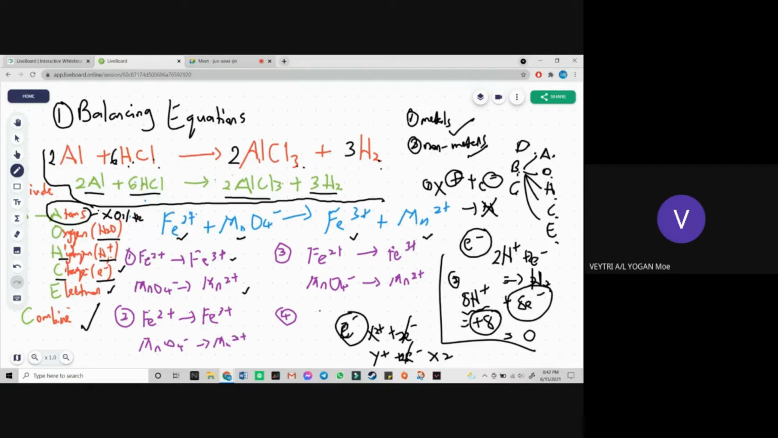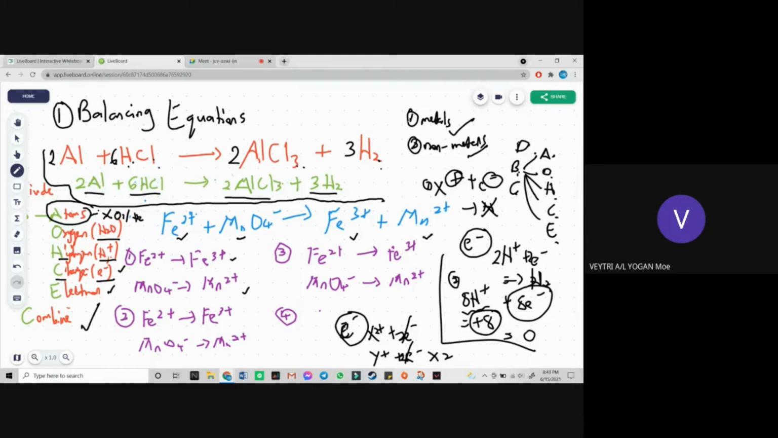Alright, remember DBC AUC. Divide, balance. Balance what? Atoms except oxygen, hydrogen. Then balance your oxygen, then balance your hydrogen, balance your charge, balance your electron, and then combine everything. How do you balance oxygen? Adding water. How do you balance hydrogen? Adding H plus. How do you balance charge? Plus e to the power negative 1, atau e lah, atau tambah electron, okay? Next, how to balance electron. Electron is basically the simple concept of simultaneous equation.